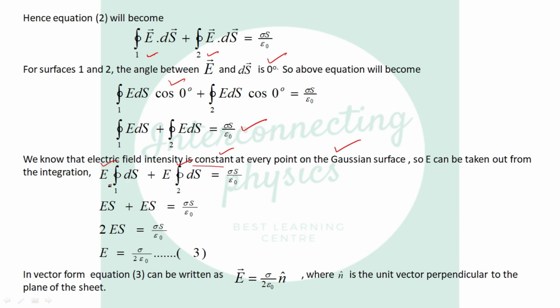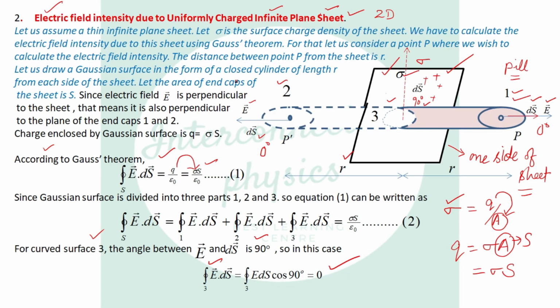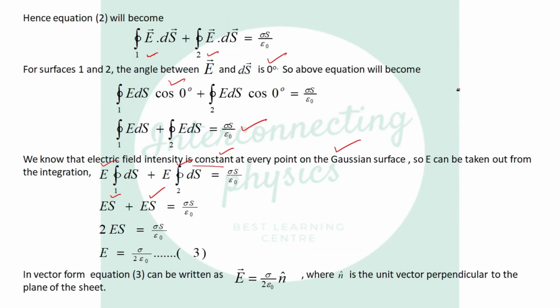And what is the area of surface 1 and surface 2? It is S. We have considered S and S. So it is 2ES equal to sigma S over epsilon naught. Now S cancels out with S and we are left with the final result, that is, the electric field due to an infinite plane sheet is E equal to sigma over 2 epsilon naught.